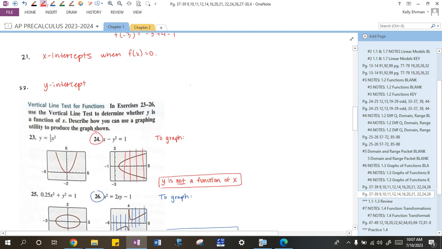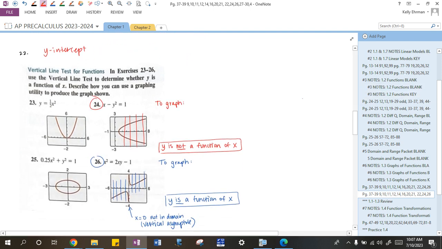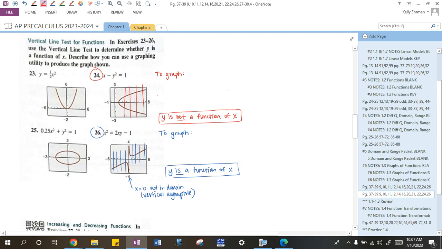Speaking of vertical line test, that's the next section. Now I didn't erase all of my work for these because these are pretty quick problems. Use the vertical line test to determine whether y is a function of x. Describe how you can use a graphing utility to produce the graph shown. So I don't need a paragraph for this. I just want you to be able to type this stuff in.